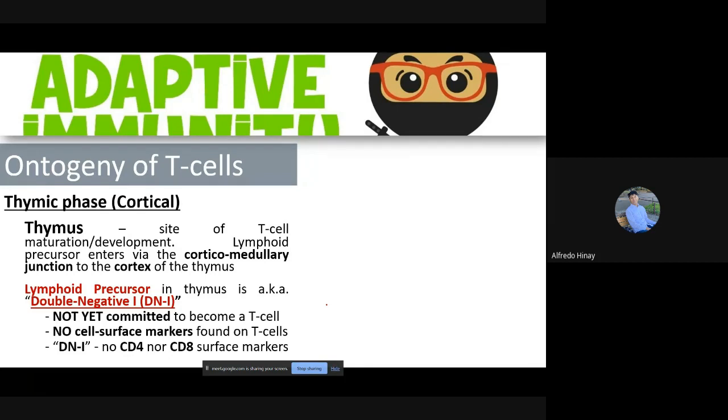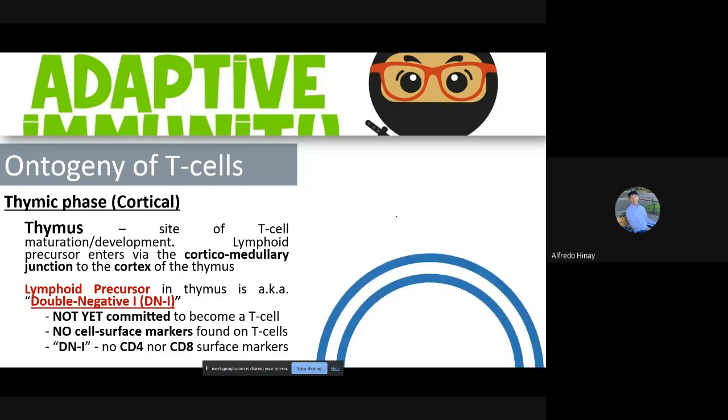Okay? Then no cell surface marker found on the T cell, kaya yang itsura class upaw lang na siya. Okay? So that's one. No cell surface marker found on the T cell. Then DN1, no CD4 nor CD8 surface markers. So inala pa na siya no class. Okay? So pagsulod pa lang niya sa thymus, pagsulod niya sa Timos class, upaw pa siya. Okay? Mag-take pa man na siya exam.